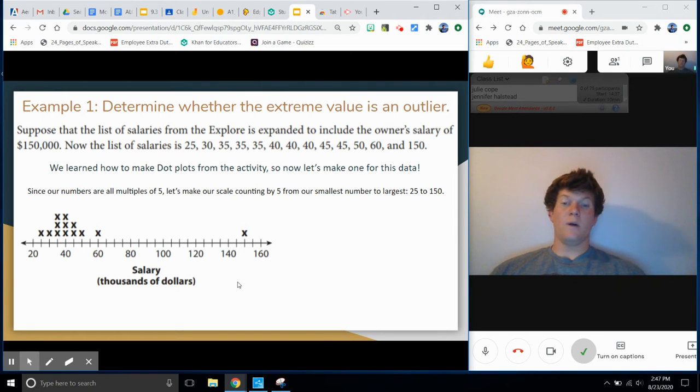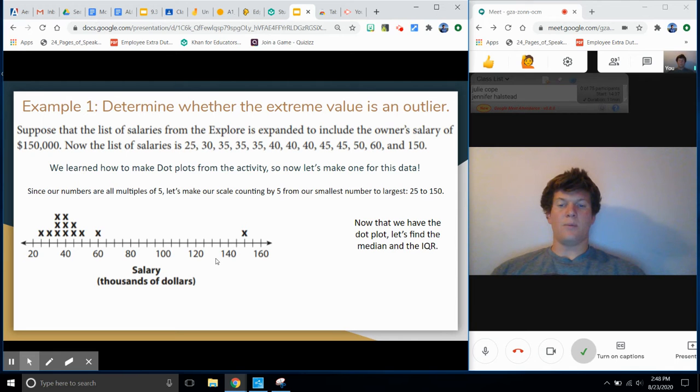A big takeaway that should be immediate: look how far away this value is from the rest of them. Just visually, it's likely he is an outlier. But let's find out for sure by calculating it. To calculate, we need to find the IQR. So to help us with the IQR, let's find the median first.